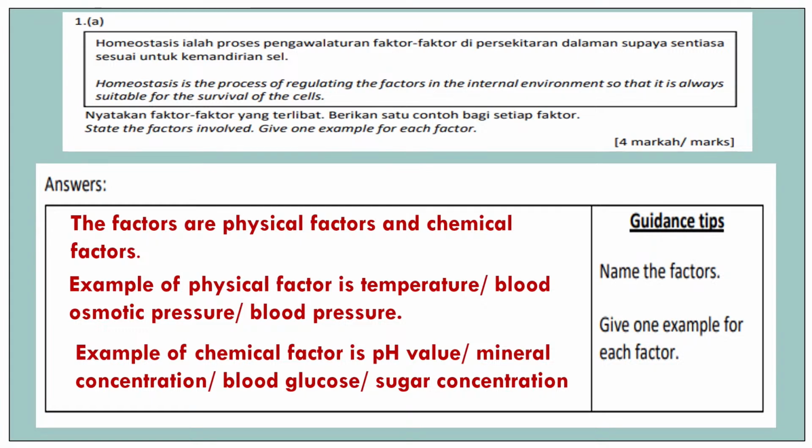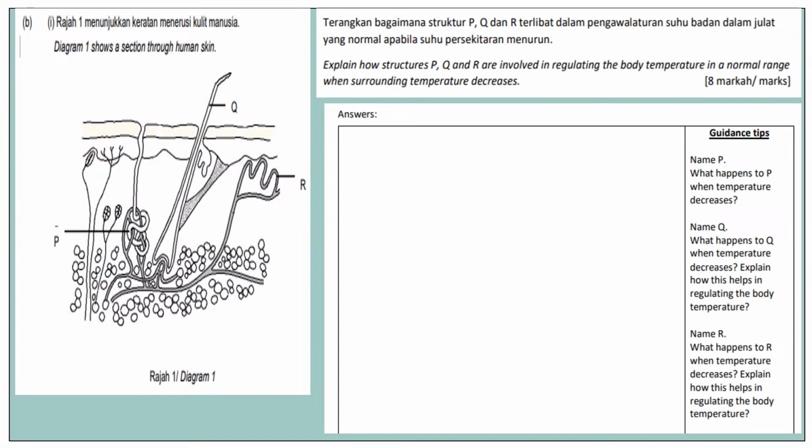Examples of chemical factors are pH value, mineral concentration, and blood glucose or blood sugar concentration. Okay, the next one. Diagram 1 shows the section through the human skin.